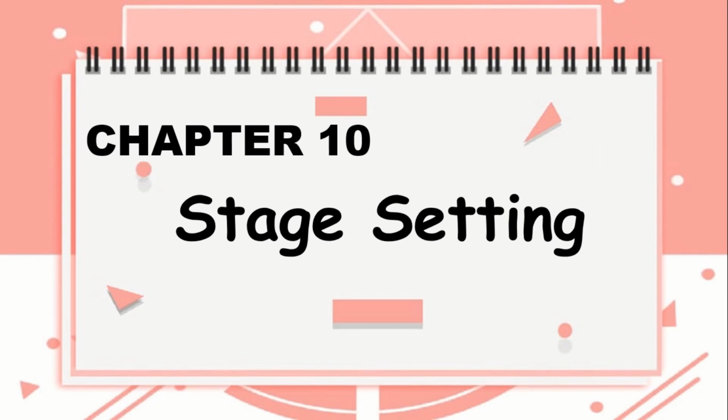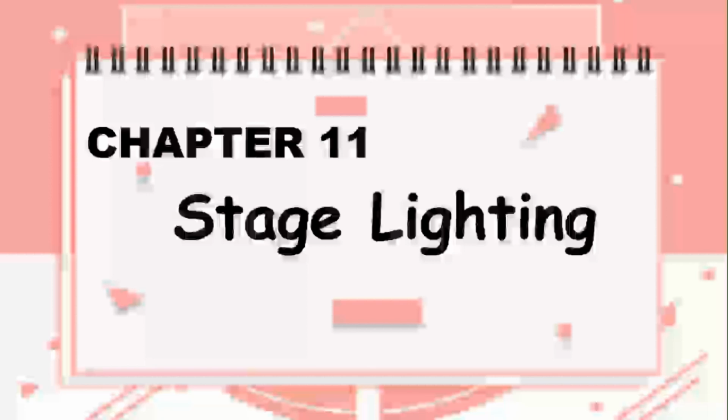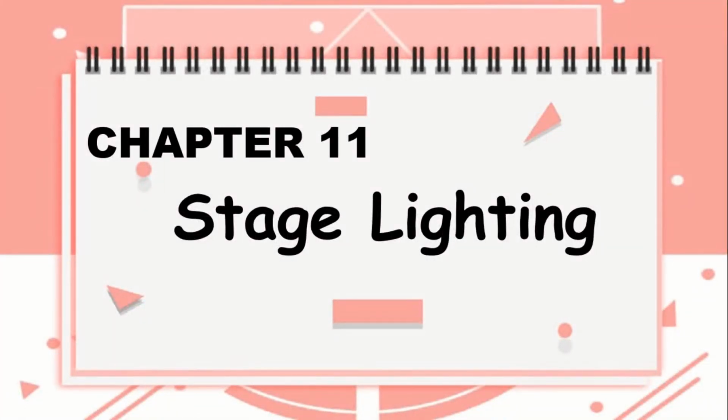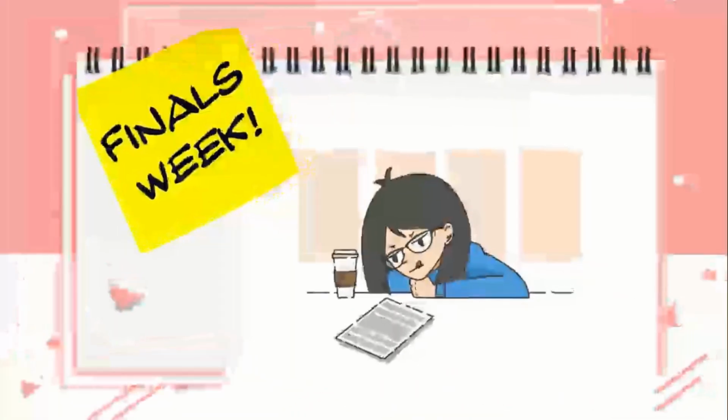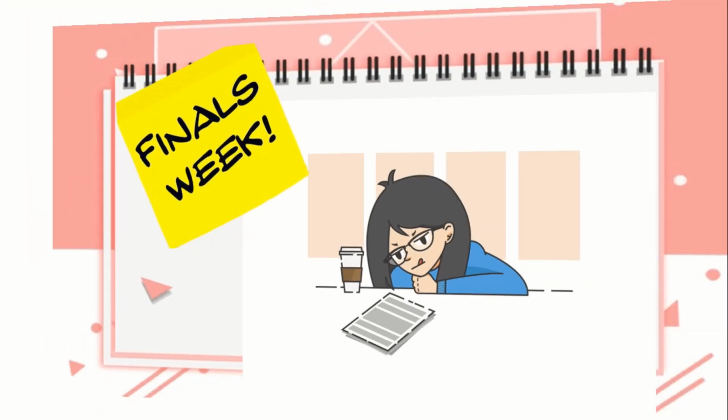Next, chapter 10, which is the stage setting. Here, we will identify the concepts of a stage setting, evaluate the function of stage scenery, and differentiate the types of theater stages. Chapter 11 will be the last chapter in our subject, which is stage lighting. We will identify the different kinds of stage lighting, familiarize the necessary equipment in stage lighting, and evaluate the basic lighting principles. After chapter 11, we will have our final examination. The coverage of your final exam starts from chapter 8 up to chapter 11.